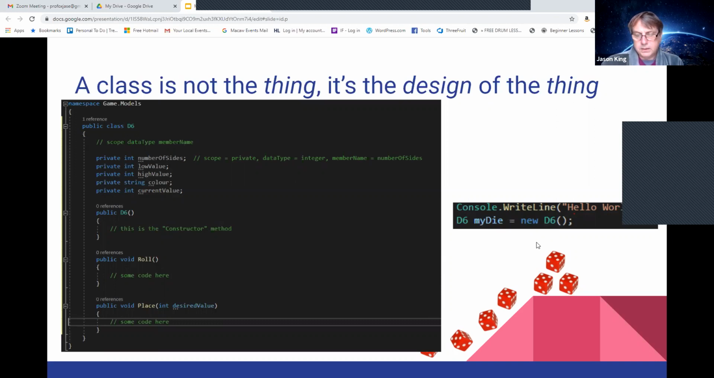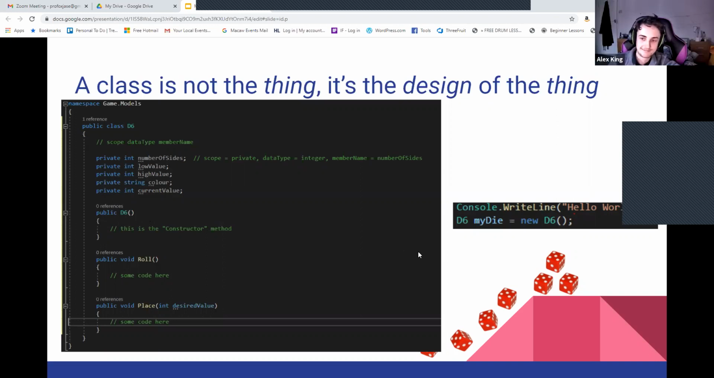So I'm saying, using the blueprint of the dice, make one called my die. Okay, it's funny syntax, but this here, look, is actually this method, this constructor method, public D6. That's what I'm doing here. I'm actually calling it. Okay, and we'll see this in action when we write the code. And that's actually it, my friend.